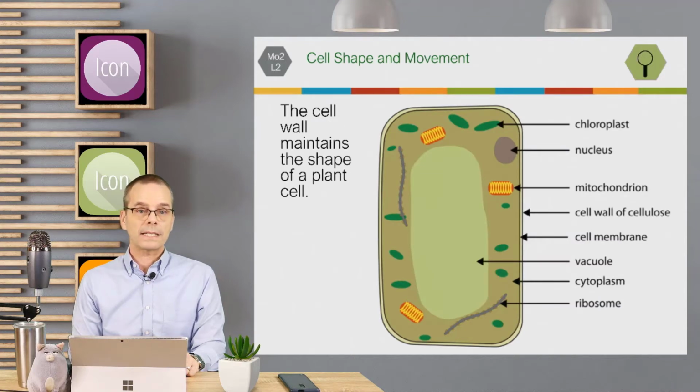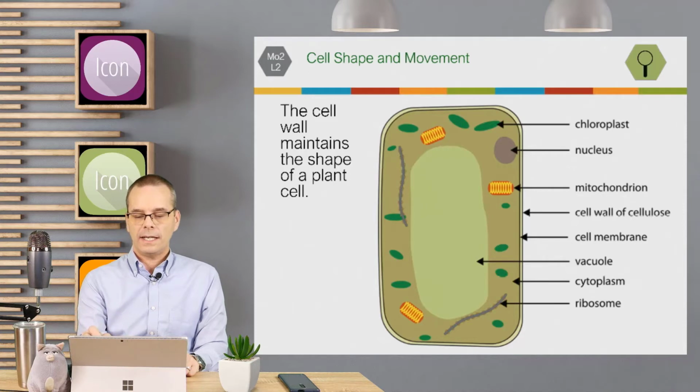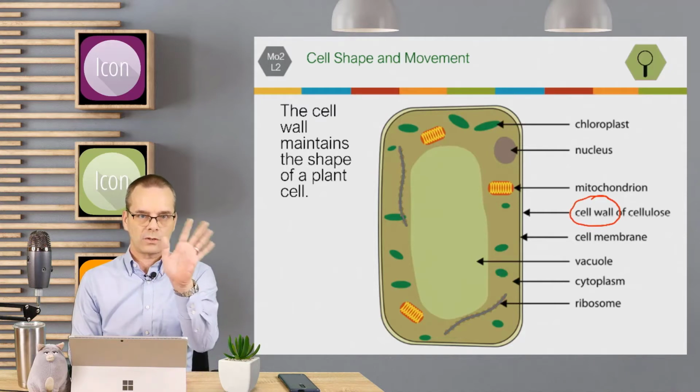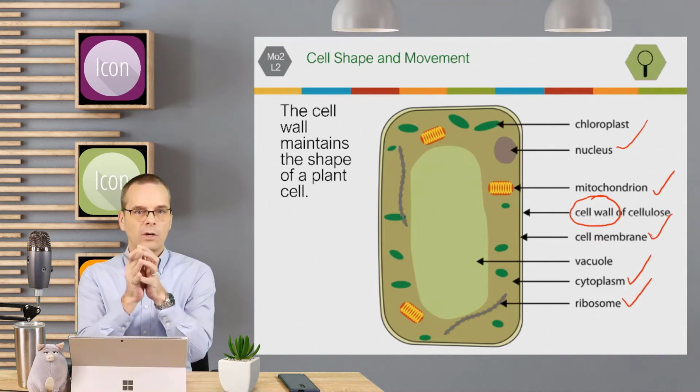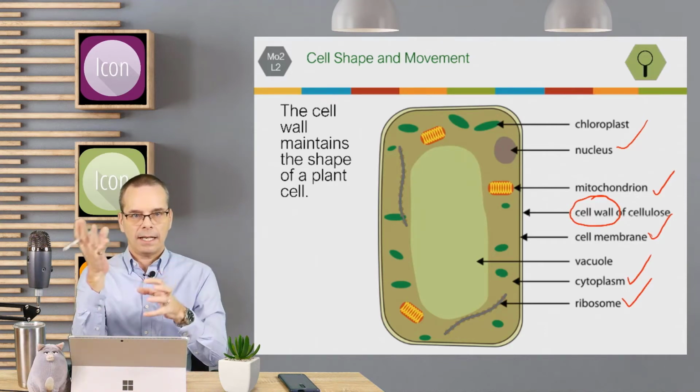Now, let's look at a plant cell. A plant cell gets its shape from the cell wall. Remember, animal cells do not have cell walls, so that's one of the big differences. It still does have a nucleus, and it still does have mitochondria, a membrane, cytoplasm and ribosomes. So there's a lot of similarities between plants and animals.